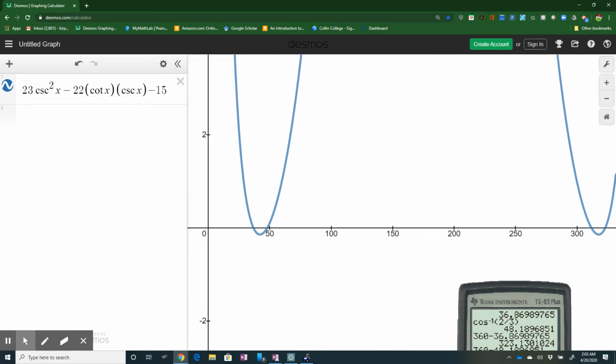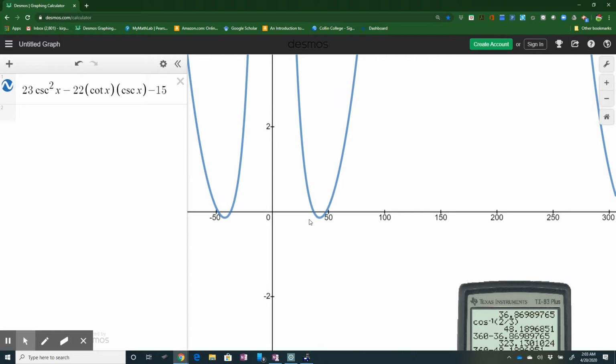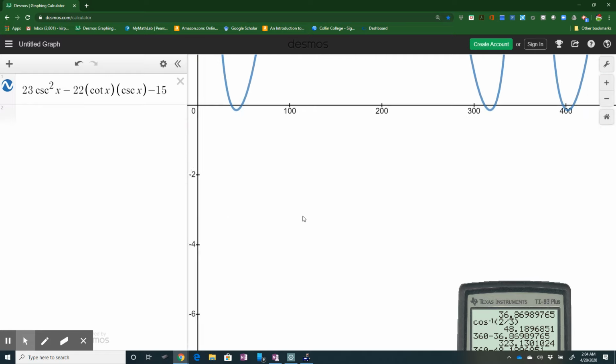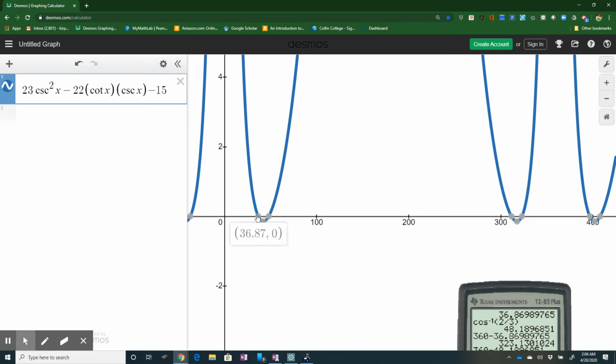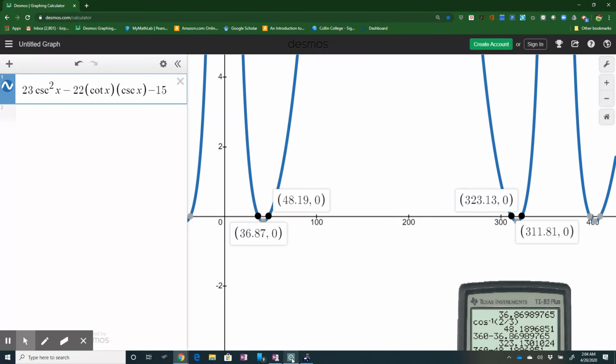Minus 15. And so here's our graph. And notice that between 0 and 360, we have four solutions. 36.87, 48.19, 311.81, and 323.13. And is that what we got earlier? Yep. 36.87, 48.19, 311.81, 323.13.